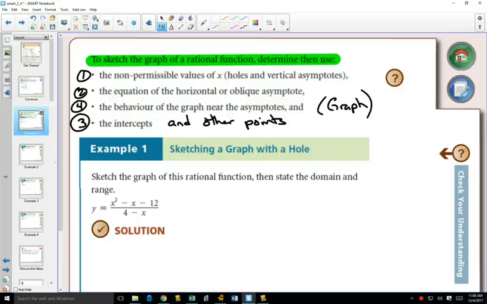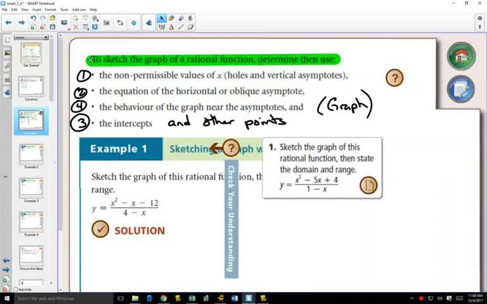So they say here, what happens when you get near your asymptotes? What's your graph going to look like? Well, it's going to approach those asymptotes, and we're going to look and see how that works. So let's look at example 1.